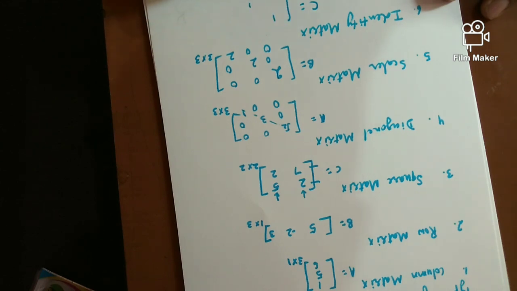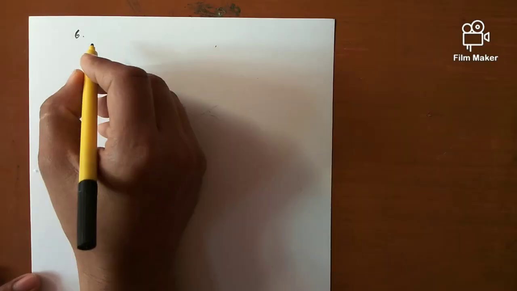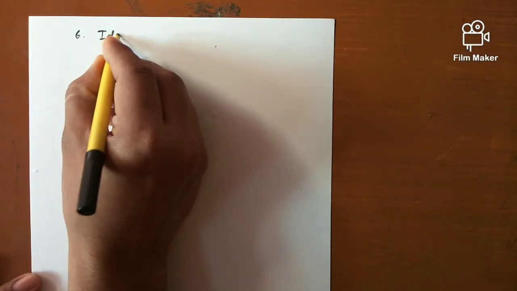Come to the next, identity matrix. 1, 1, 1 on the diagonal and 0 elsewhere. Now you can see these diagonal elements are 1, 1 and 1. So if we find any matrix in which all elements in the diagonal are 1, then we say it is an identity matrix.